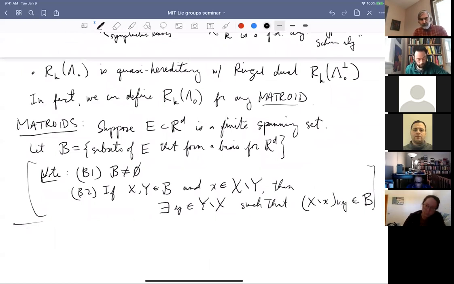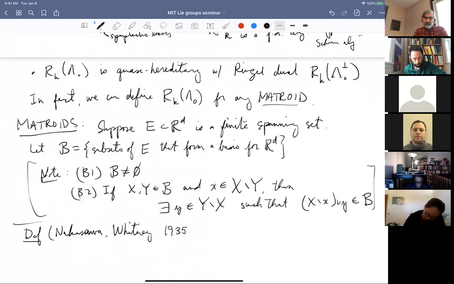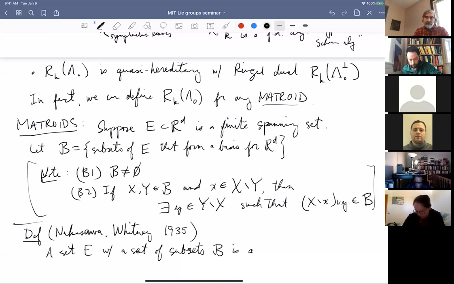These two axioms define the notion of a matroid. This is a notion due to Nakasawa and independently Whitney in about 1935, that a set E endowed with a set of subsets B is a matroid if these two axioms hold, B1 and B2.